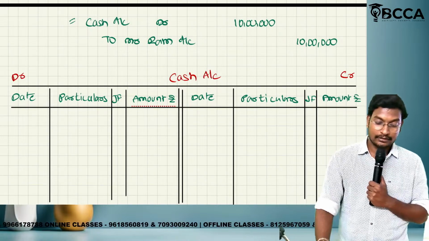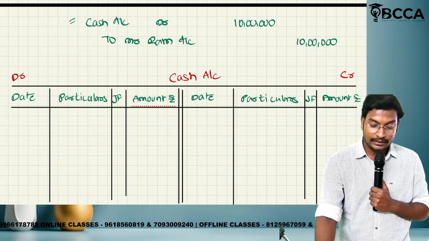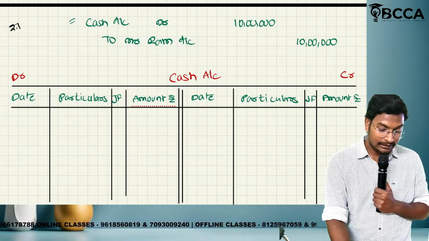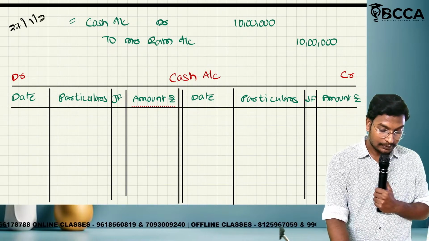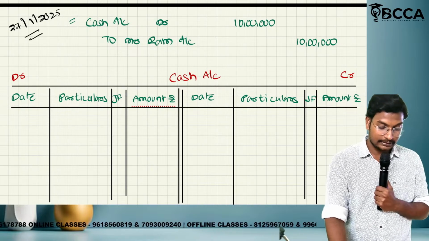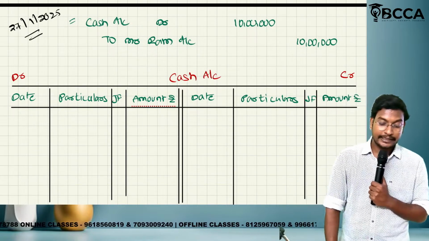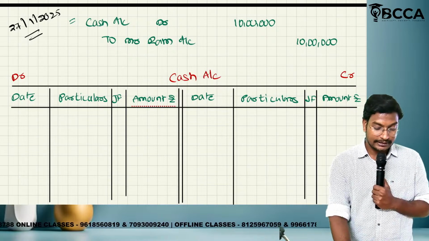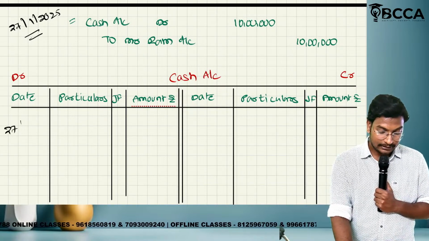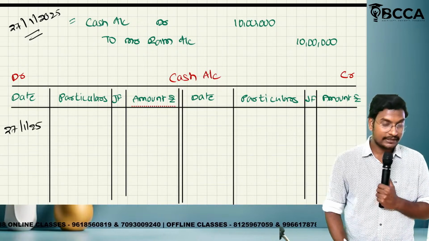So date is not given. Let us imagine a date: 27th January 2025. In the date column we have to write the date, 27th January 2025.